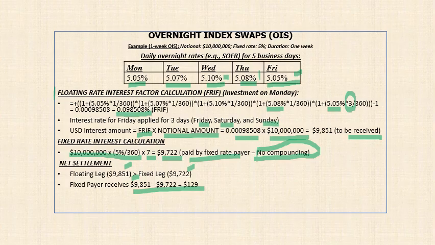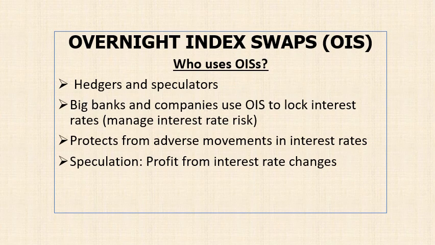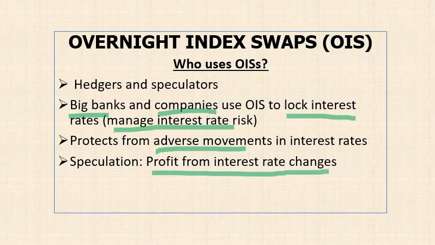Now, who uses overnight index swaps? Banks and companies use overnight index swaps to lock their interest rates for managing the interest rate risk. This protects them from adverse movements in interest rates. Investors also use this strategy to profit if they think the rates are about to change. Hence, overnight index swaps can be used for hedging and for speculation.